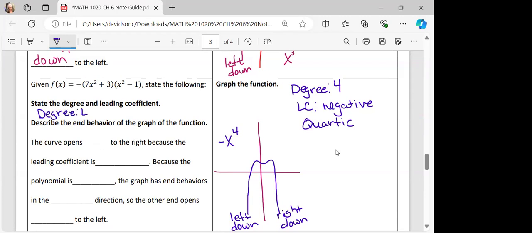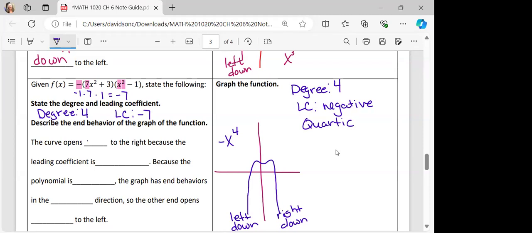All right, the degree is 4. So we have a negative, that's like a -1, and then you have the 7, and then in front of that x squared, there's a 1. So you have a -1 times a positive 7 times a 1, which gives us a -7. So the leading coefficient is -7.